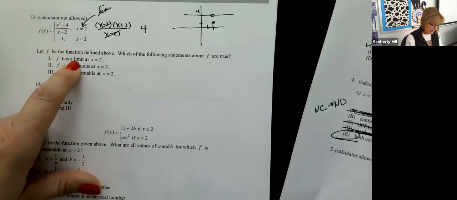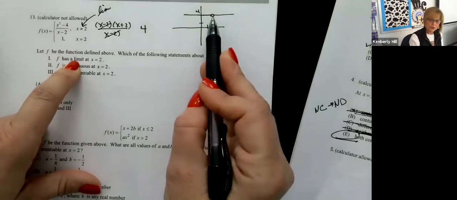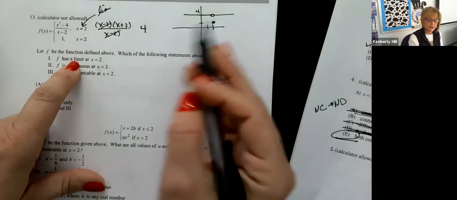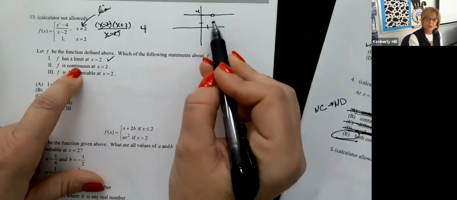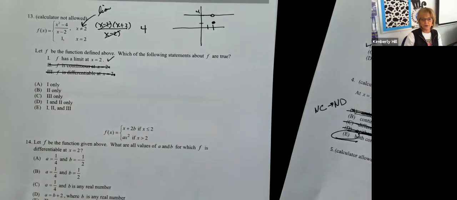So now, does it have a limit as x approaches 2? Yes, the limit does exist. It's 4. Is it continuous? No, because we have a hole. As soon as it's not continuous, it's not differentiable.